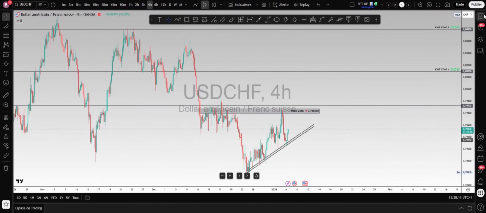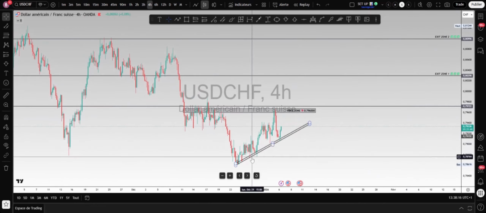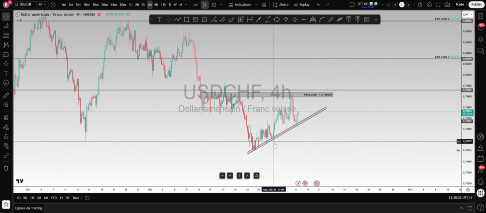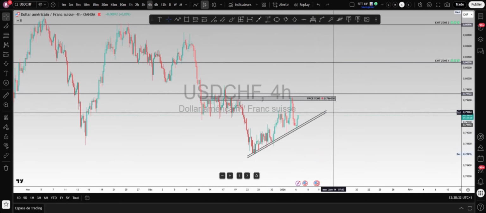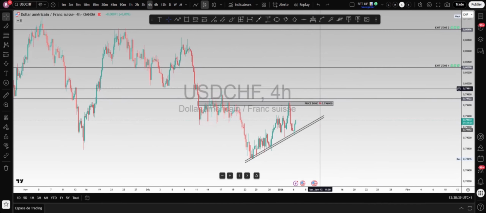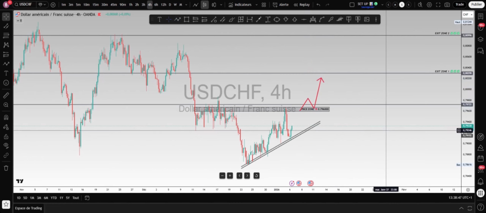We start with USD CHF, so the US dollar against the Swiss franc. Here we can clearly see that the market has bounced several times on the oblique resistance. Here it has touched it several times, okay? As we can see here, once, twice, 3 times, 4 times, 5 times. Here, look, I have my price zone that I have outlined at 79,600. Here, I have my alert. So if the market breaks through the price zone, I will favor buying the currency pair USD Swiss franc.